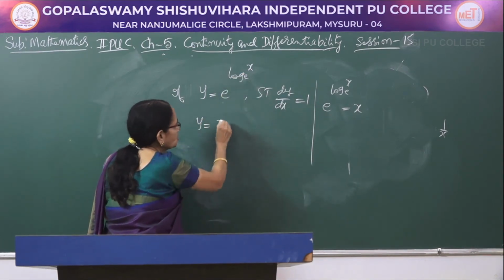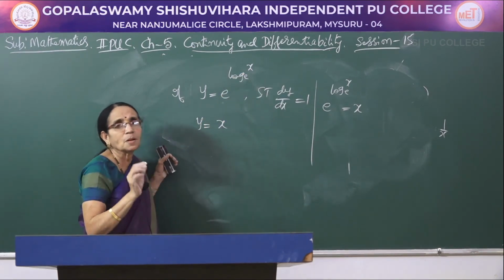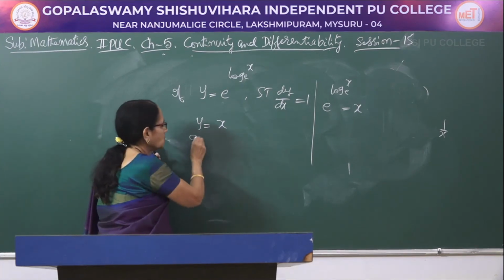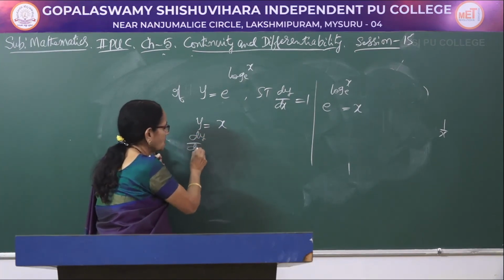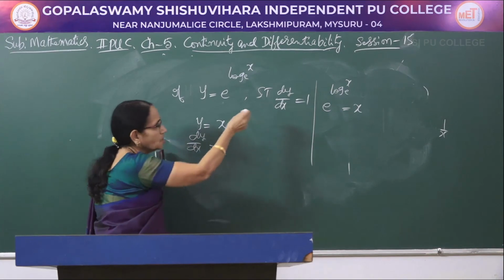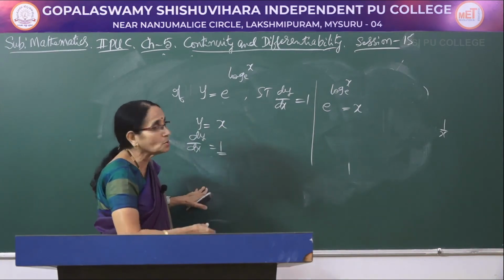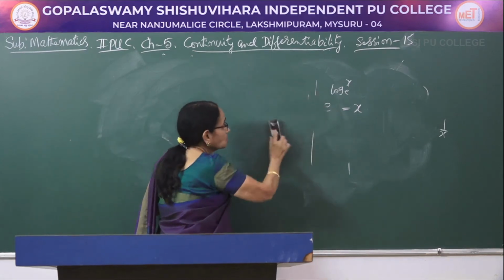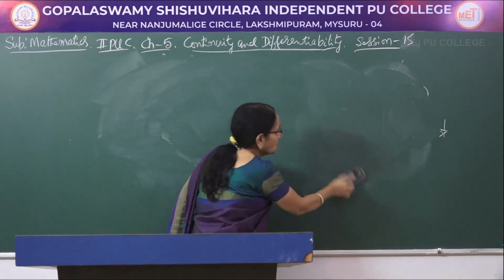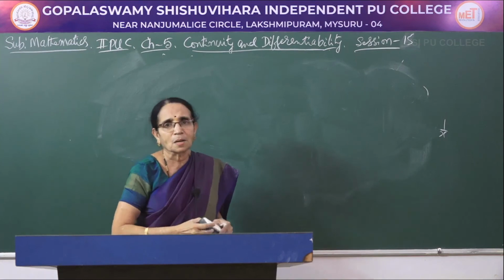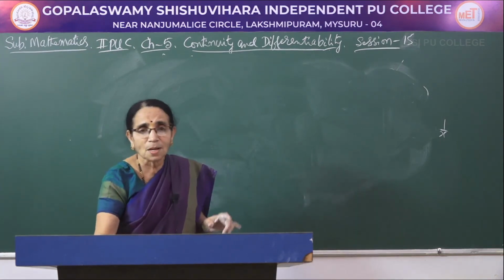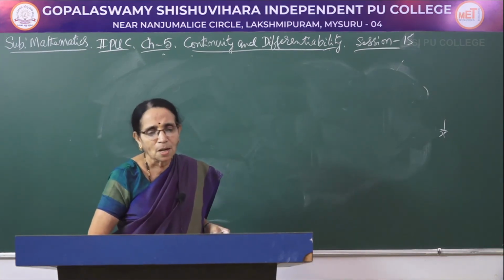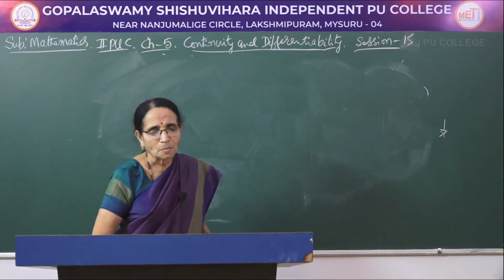e power log x to base e is a very simple algebraic function. When you differentiate dy by dx, the derivative of x is 1. So this is how we have to solve the problem. It was asked for a 1 mark question. So if you knew that information, then only you would get the 1 mark here. Otherwise, the derivative is a little bit complicated. Directly, you can't get the result here.